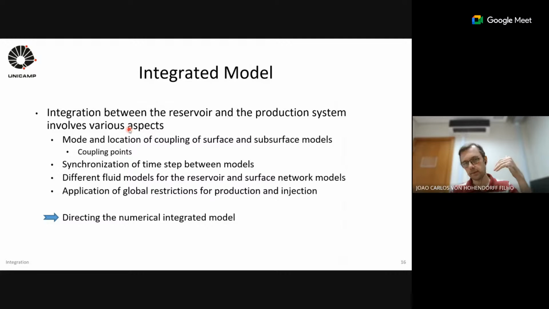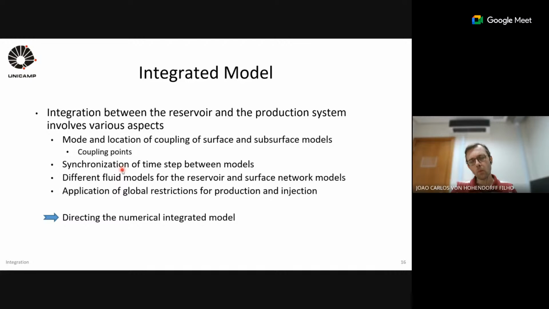Surface and subsurface models. When I locate these coupling models, how do I synchronize the time step between these models? For example, if I have different reservoirs with different volumes, one reservoir could produce a solution faster than the other. How to synchronize it between the different models.